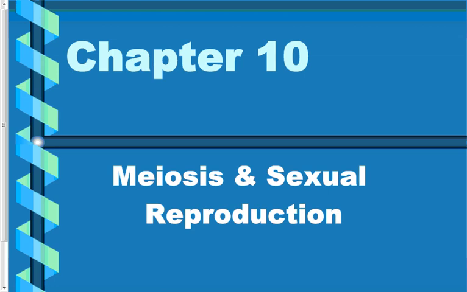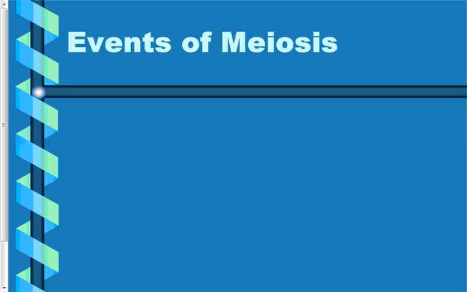In our previous lesson from Chapter 10, we talked about the concept of sexual reproduction and how important variation is. We also talked about the differences between meiotic and mitotic cell division. Today we're going to be looking at the events of meiosis, the specific details that make it different from mitosis. We're going to put these into a few categories.